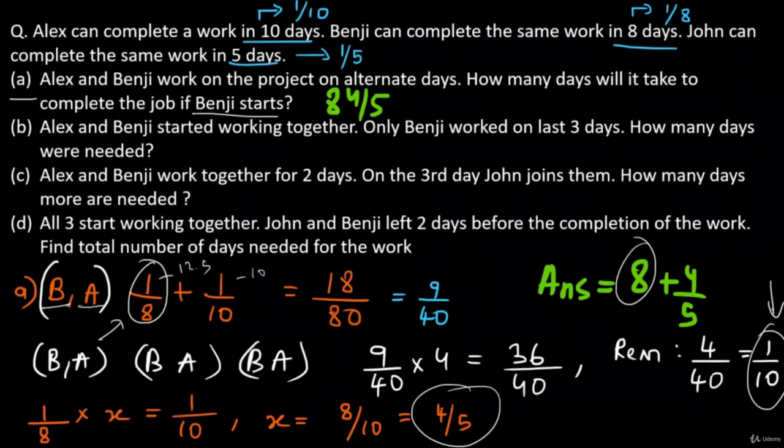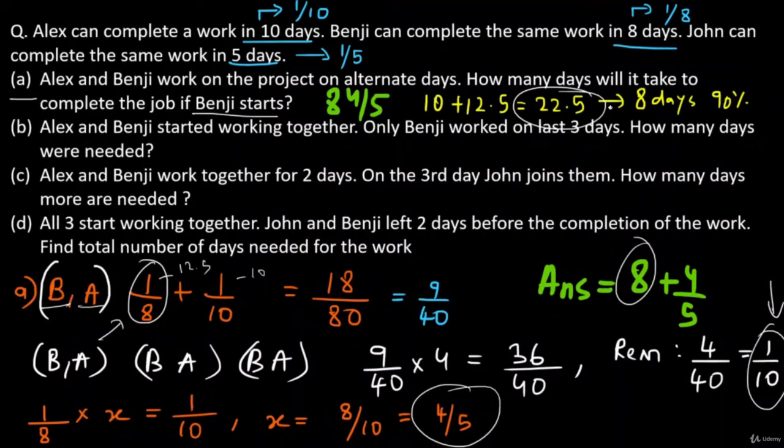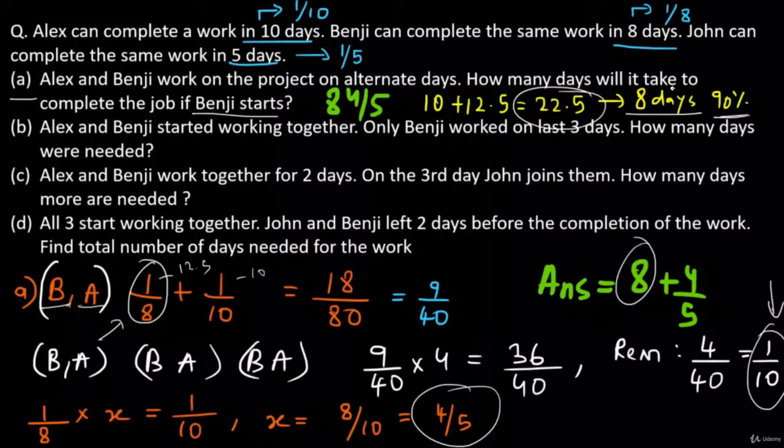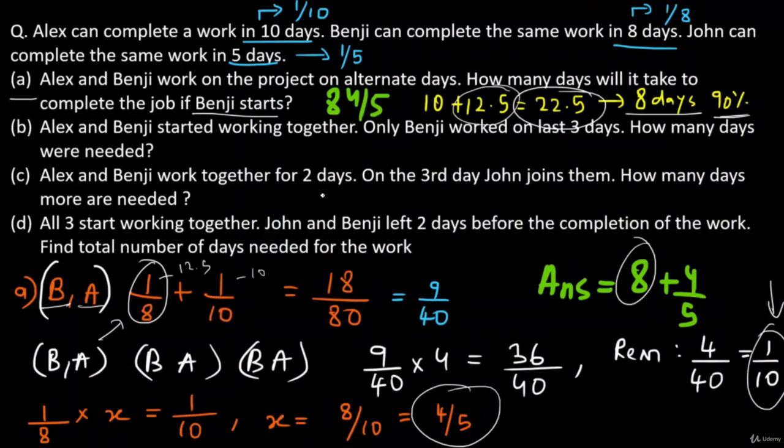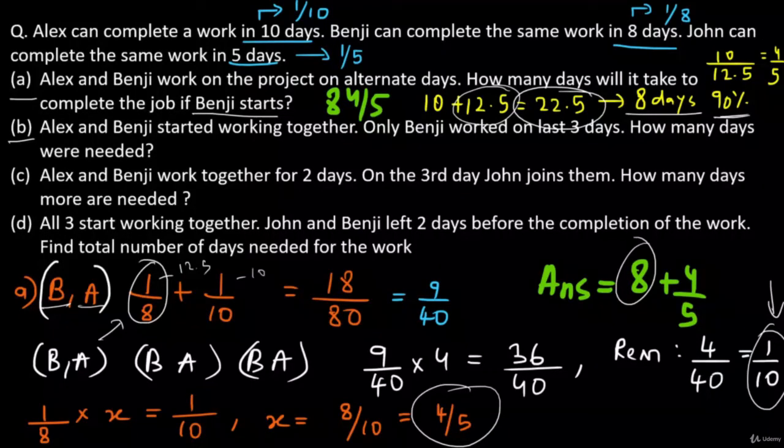So in 2 days, they would cover 10 plus 12.5. That's equal to 22.5% of the work, right? Therefore, in 8 days, they would do 22.5 into 4, which is equal to 90% of the work. So 8 days have passed, 90% of the work is done, 10% of the work is remaining. In one day, Benji does 12.5%. So to complete 10%, we would need 10 by 12.5 days, which is equal to 4/5 days. Therefore, again, we get that a total of 8 plus 4/5 days will be required for the job to complete. All right. Now let's move to part B of this question.